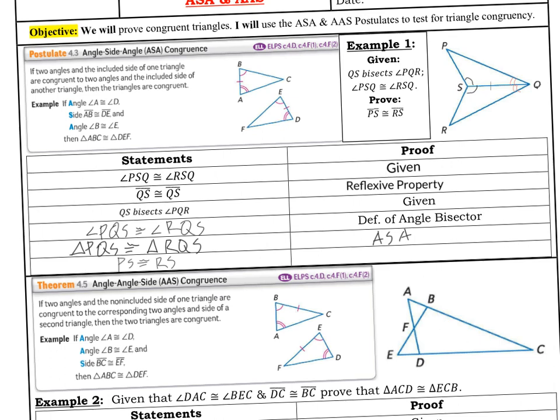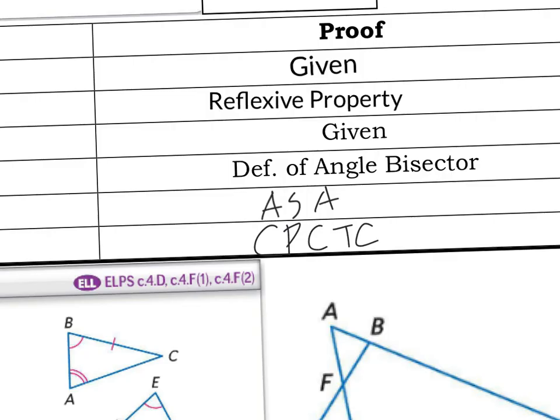Because it says that corresponding parts of congruent triangles are congruent. So all you need to do is just abbreviate that for CPCTC, and that'll be your reason. Okay, so once again, CPCTC stands for corresponding parts of congruent triangles are congruent.